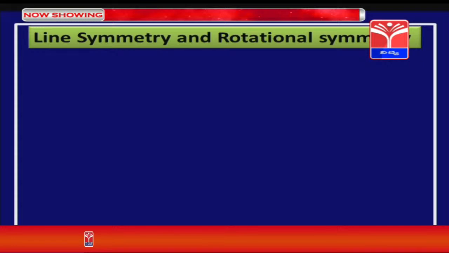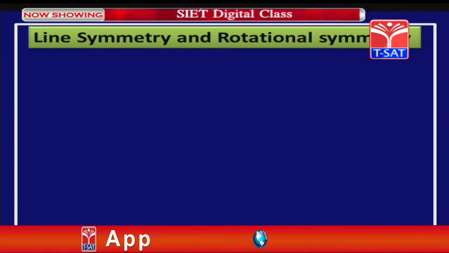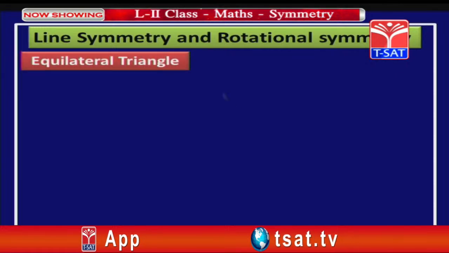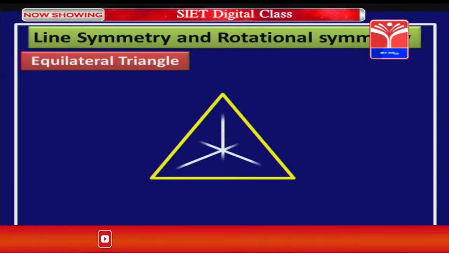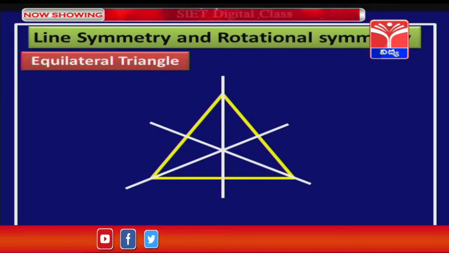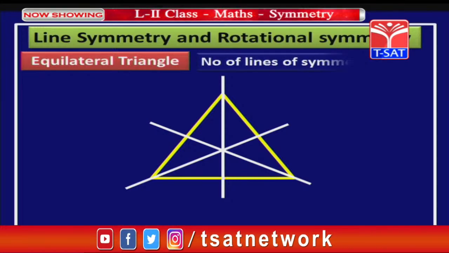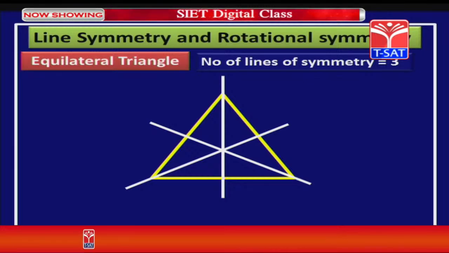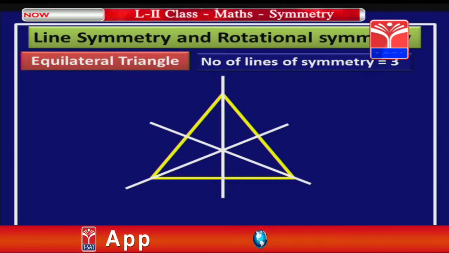Children, let us see line symmetry and rotational symmetry. Does it exist for a single figure? Let us see. So, equilateral triangle I am going to consider here, and I am going to draw 3 lines as shown, and these 3 lines are what children? Yes, they are lines of symmetry. For an equilateral triangle we have seen already, the number of lines of symmetry are 3.